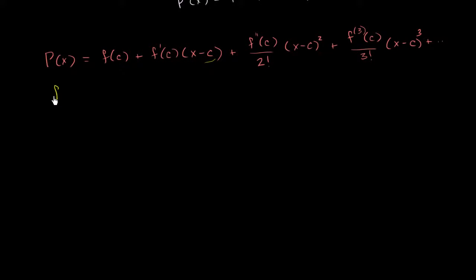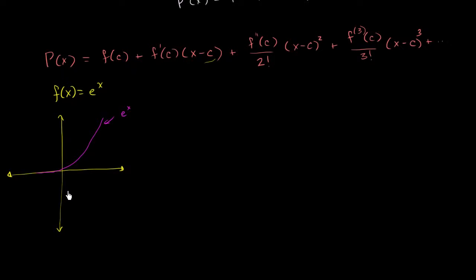Let's say we've got the function f of x is equal to e to the x. And just to get a sense of what that looks like, let me do a rough drawing of f of x is equal to e to the x. It would look something like this. So that is e to the x.